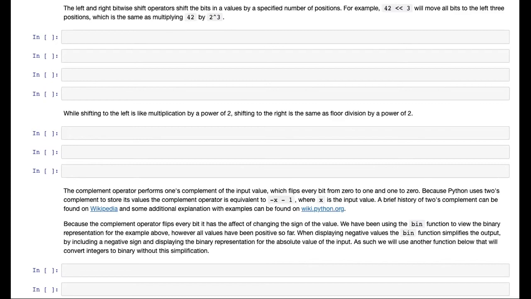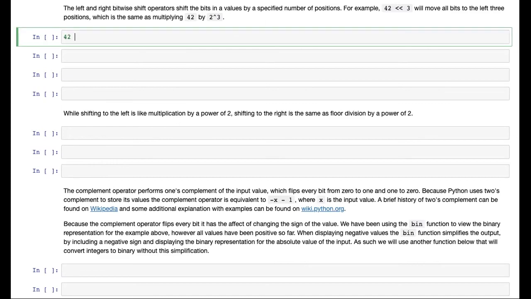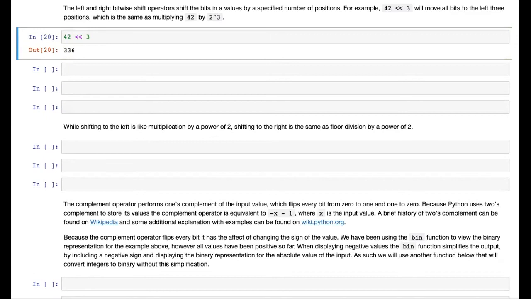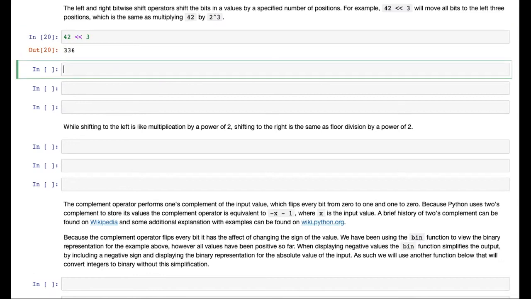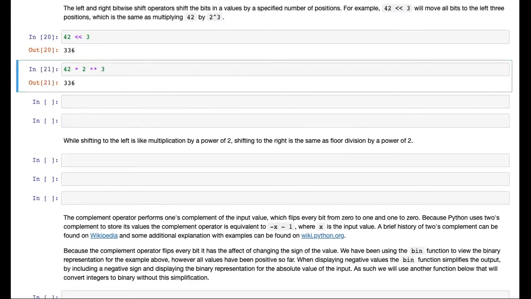So Python will automatically adjust the number of bits it uses to store the result of an operation to prevent an overflow from occurring. So to see an example of a left shift, let us write 42 left shift by 3 bits. So again, this is going to move all the bits to the left 3 positions, meaning that each bit will move to a higher order position. So for integers, this is equivalent to multiplying the original value by 2 raised to some power, where the power is equal to the number of bits shifted. So if I multiply 42 by 2 raised to the third power, since we shifted by 3 bits, you'll see that we get the same result here.